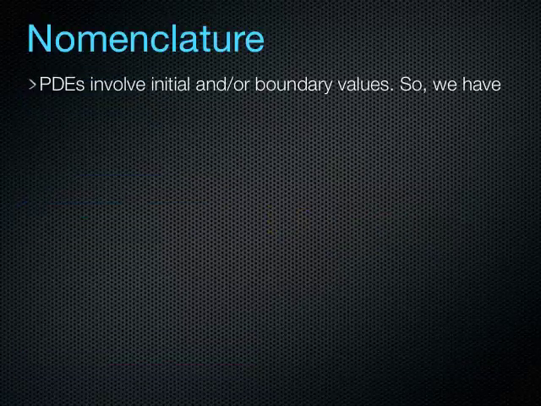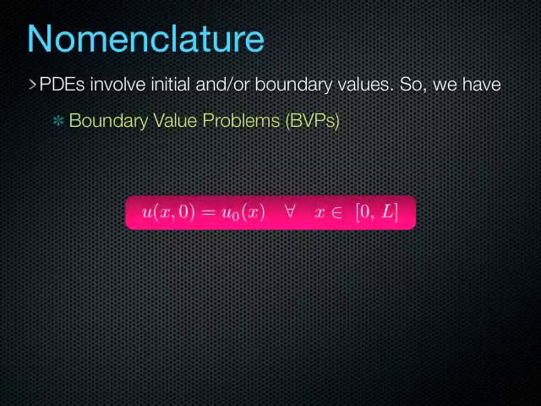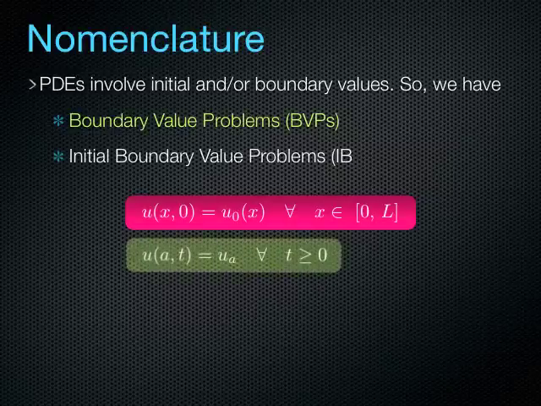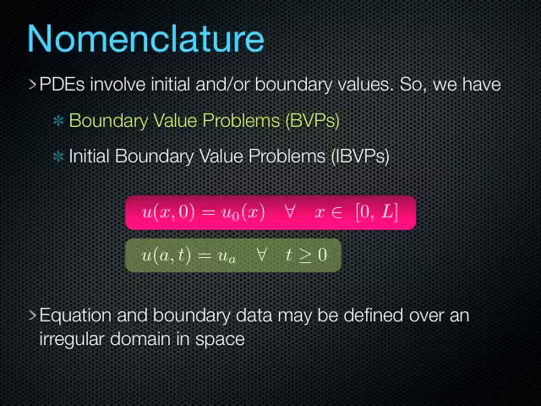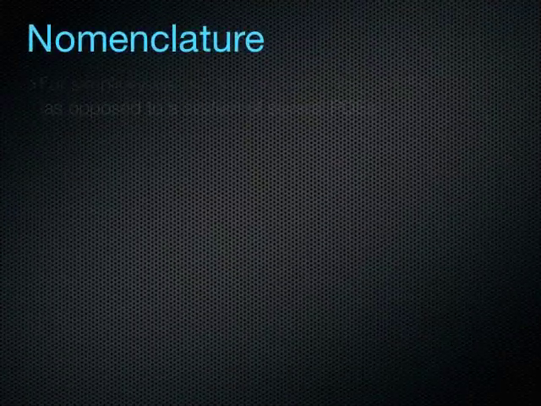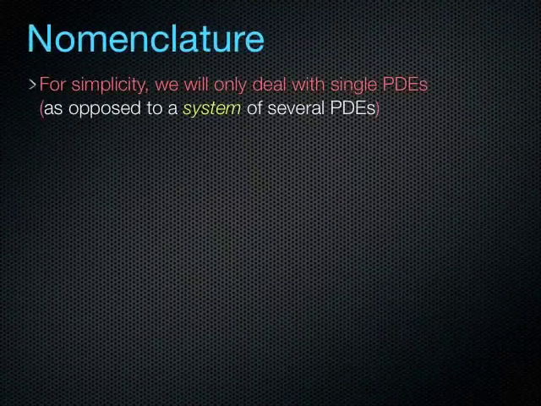As with ODEs, PDEs will also involve initial and boundary values. So we have either initial value problems where the field variable's value on a certain range of the domain is prescribed at initial time or some reference time, such as time equals 0, as it is in this red box. Or we will be dealing with initial boundary value problems where the value of the field variable is prescribed on a portion of the domain along the spatial coordinate and at all times. Equation and boundary data in the case of a partial differential equation may be defined over an irregular domain in space.